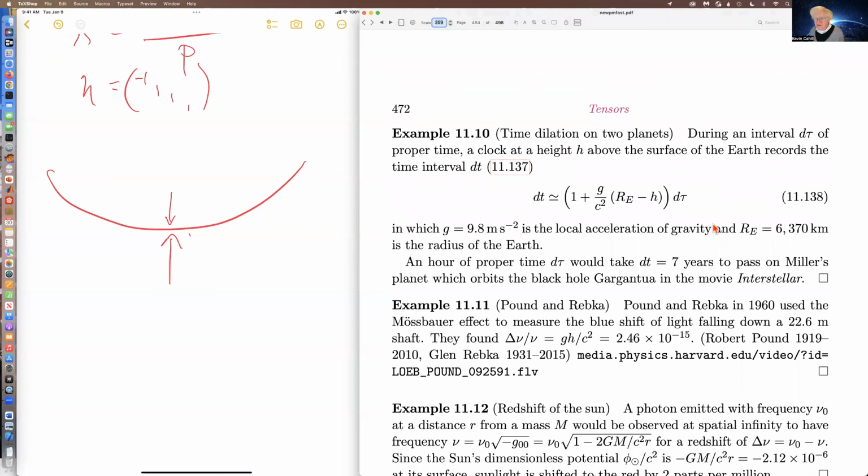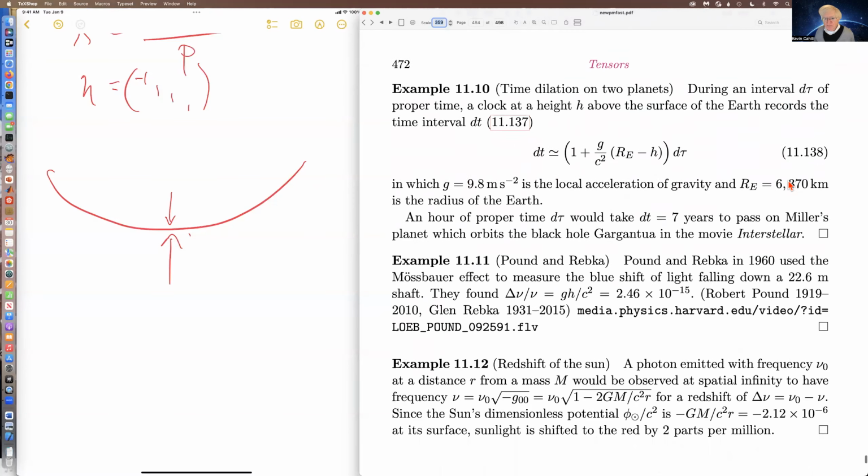An example is given by the Earth. If you're a height h above the surface of the Earth, the change in the time is given by this expression here, which isn't very much of a change.